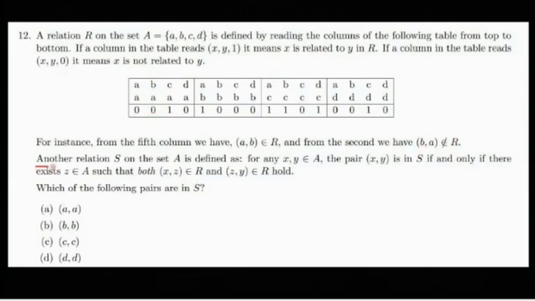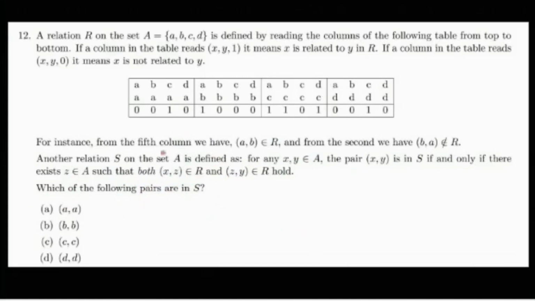Now, another relation on the set A is defined as: for any x, y in A, the ordered pair (x, y) is in S if and only if there exists z in A such that both (x, z) belongs to R and (z, y) belongs to R. So which of the following pairs are in S? There are four options, so we have to check whether they are in S or not.